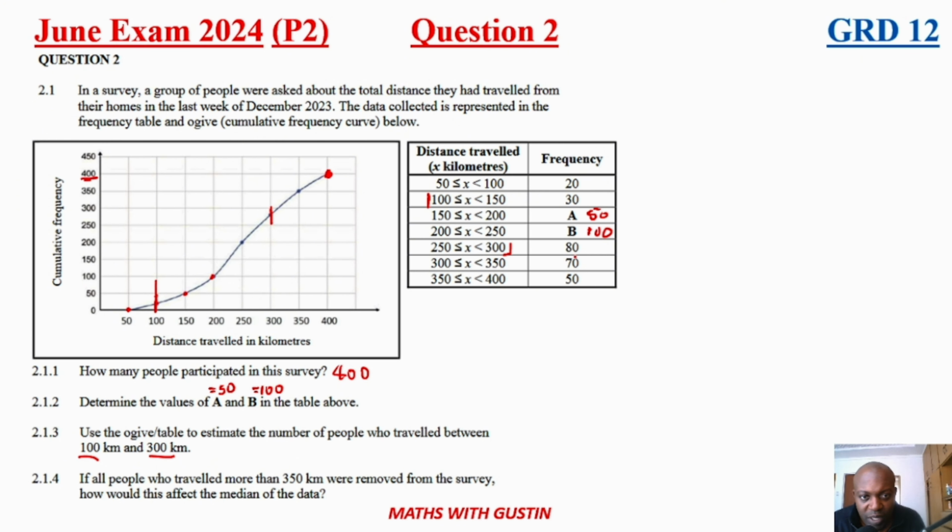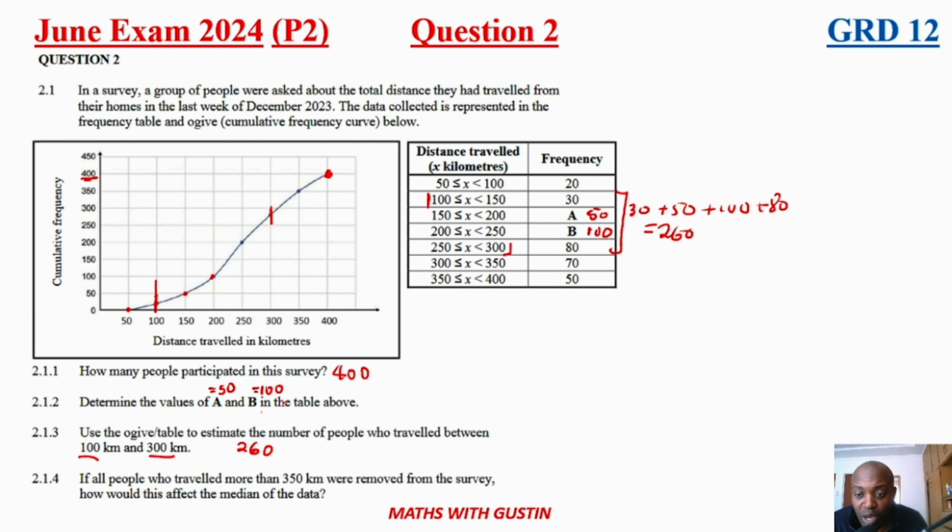So what would you do in this case? You would add this. It's going to be 30 plus 50 plus 100 plus 80, which will give us a total of 260 thereof. Here you are looking at 250, but that is if you got A and B correct.